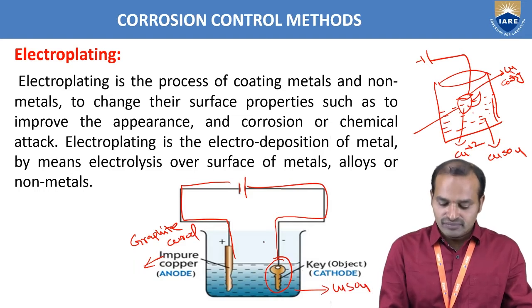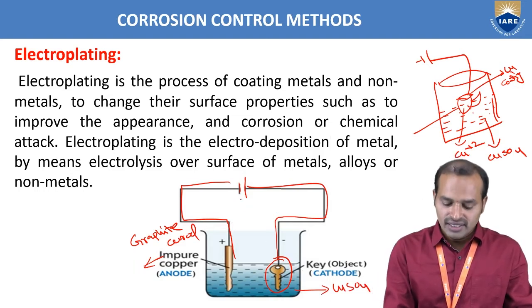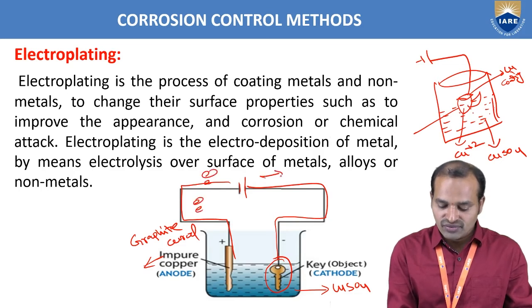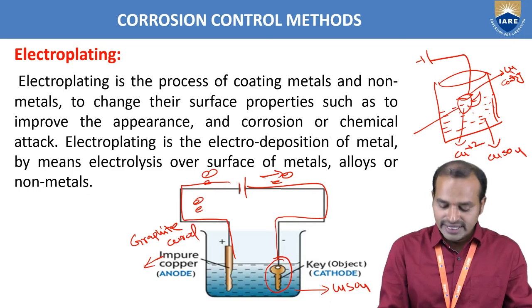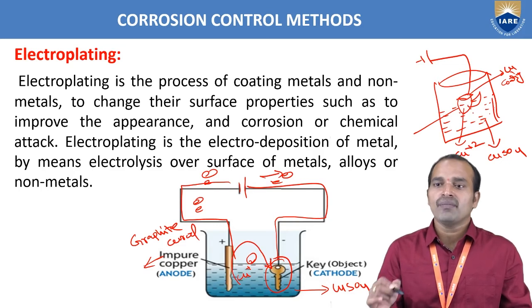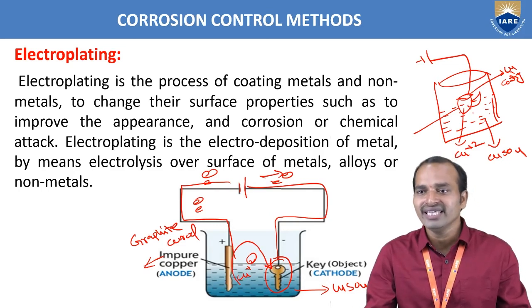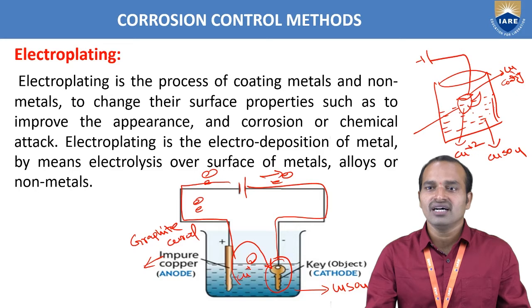Now when we are giving the current, the electrons flow from anode to cathode through an external source. Here the electrolyte solution contains the Cu2+ ions. These Cu2+ ions migrate towards the key. Then the Cu2+ ions are deposited on the key. Then the key is copper electroplated.